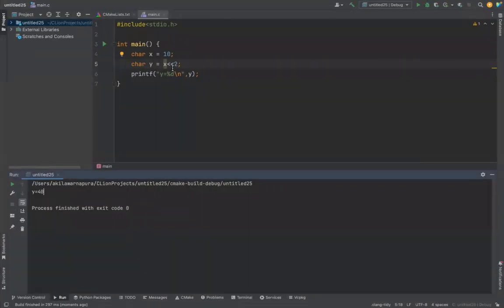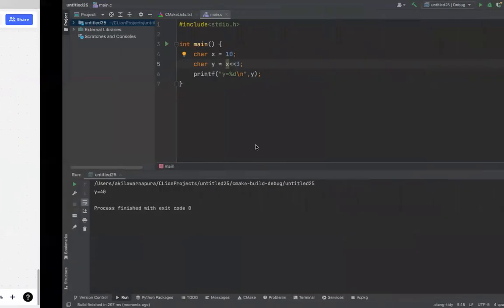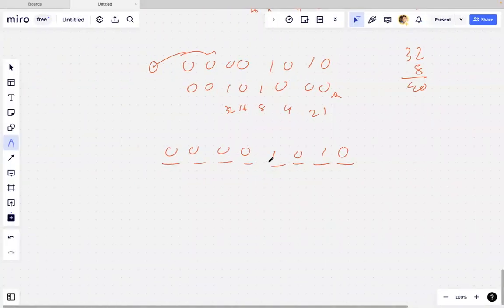Try to use the left shift by 3. 1, 2, 3, 4, 5, 6, 7, 8. 0, 0, 0, 0, 1, 0, 1, 0. Shift by 3 bits. Then this 1 comes to here. 1, 0, 1, 0. And the rest of the bits are filled by 0. And here also 0.